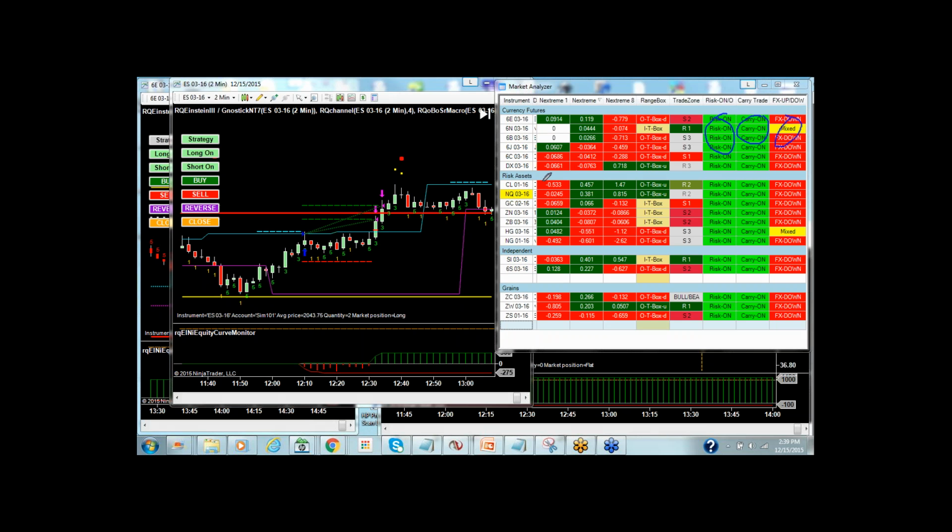For that reason, this morning we chose to trade crude first on the long side, S&P on the long side, and on the short side we looked at the yen and we looked at the euro. So let's take a quick look and see how those fared out.